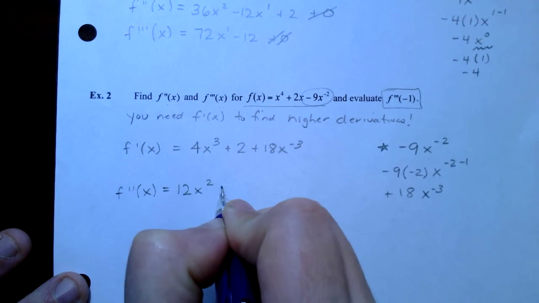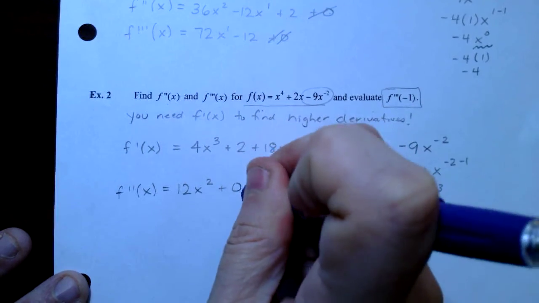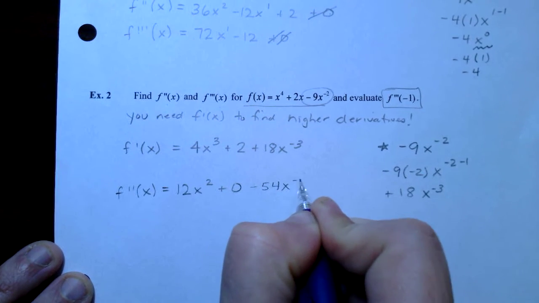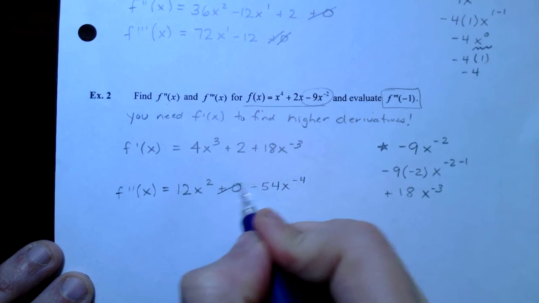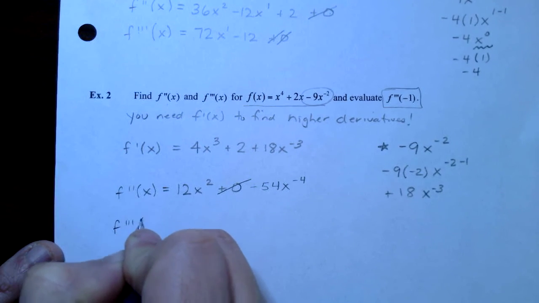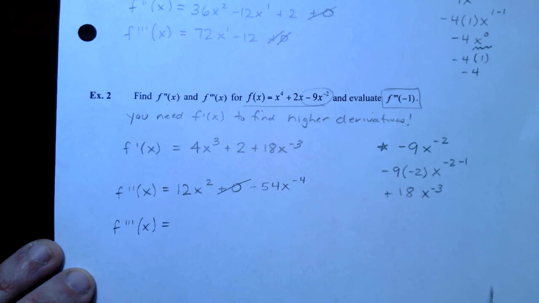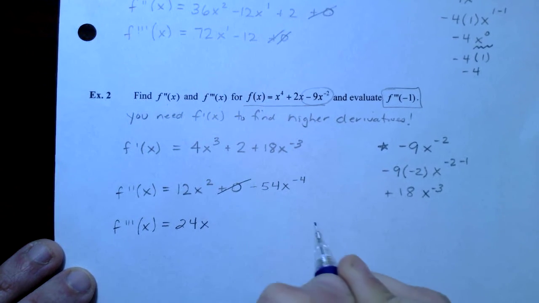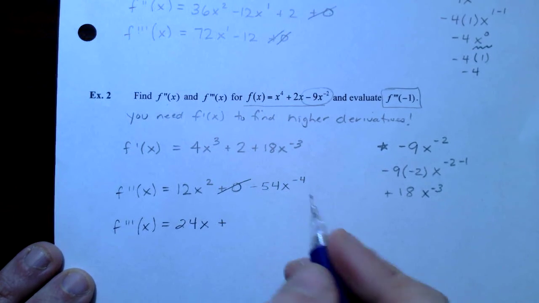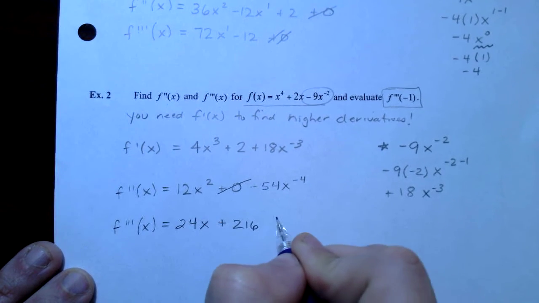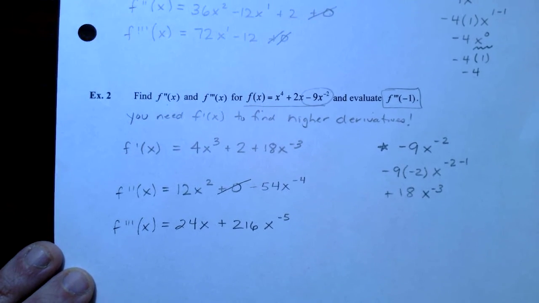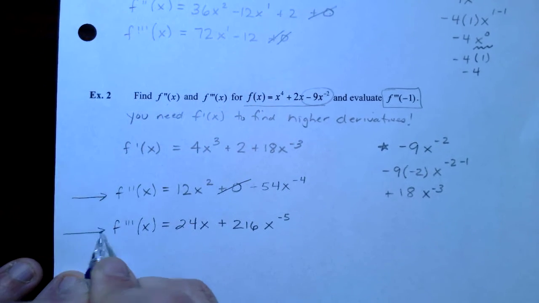Power rule. 18 times negative 3 is negative 54, x to the negative fourth. Okay, the plus 0 we can get rid of, and then we can find f triple prime of x. So when I find f triple prime of x, that's going to give me 24x plus 54 times negative 4 is 216, x to the negative fifth. Right? So these are the two answers I'm looking for in the first part of the question.